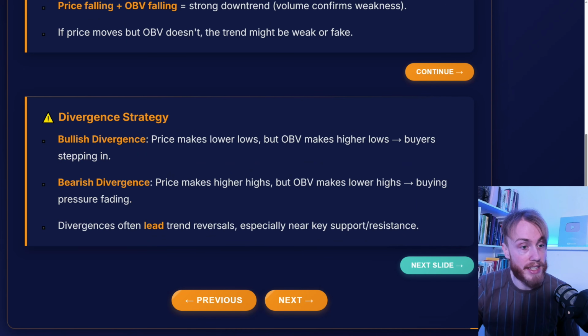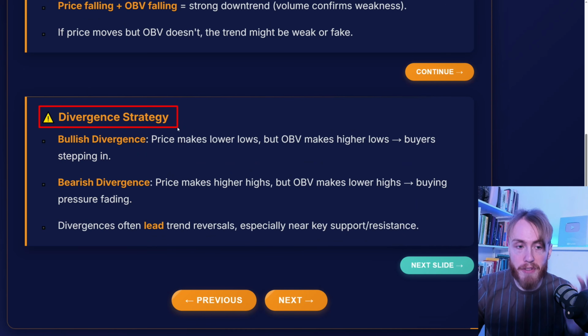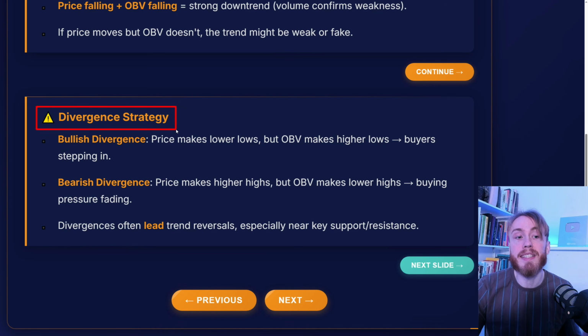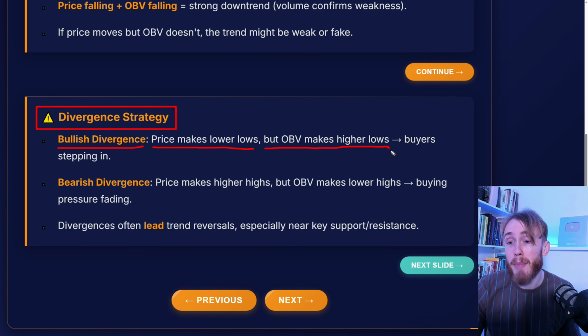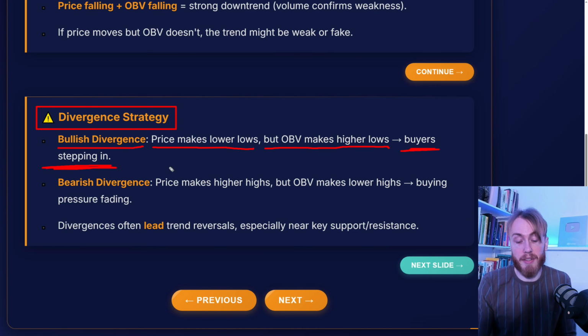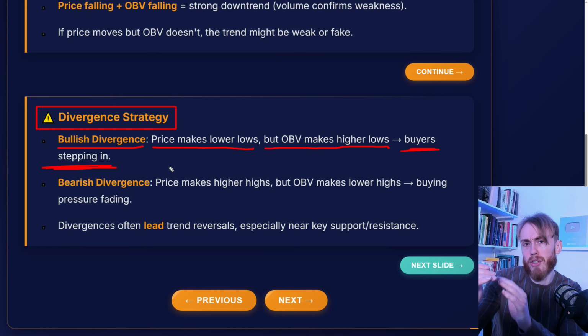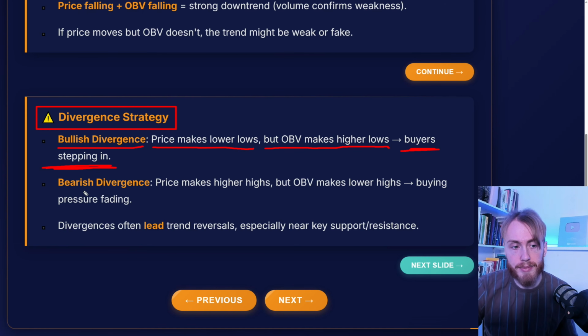So let's continue the presentation here and talk about divergences. So now let's talk about the divergence strategy. And what is this? Well, a bullish divergence is when the price makes lower lows, but the on-balance volume makes higher lows. And remember what this means. This basically means that buyers are stepping in, or more specifically, that buyers are stepping in on up days while we are seeing lower volume on down days.